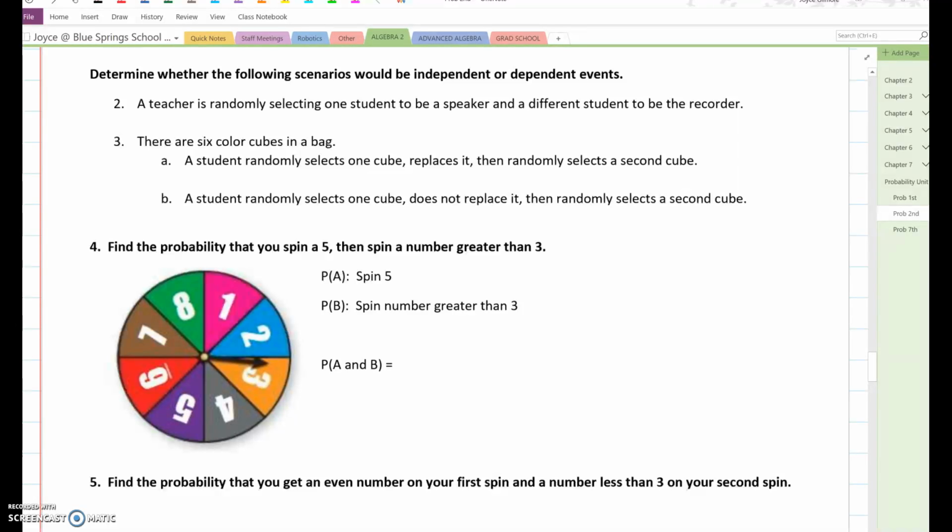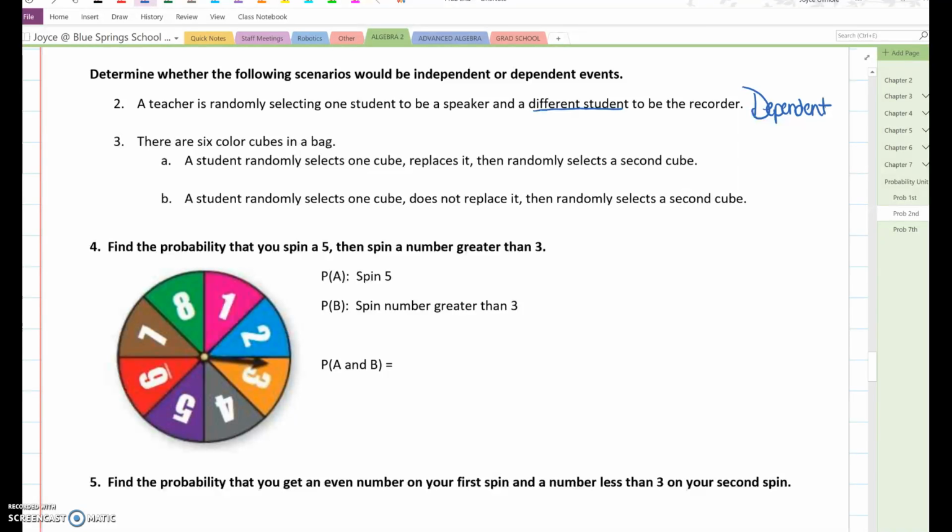A teacher randomly selects one student to be a speaker and a different student to be the recorder. Are those events independent or dependent? Dependent. Okay, if I select Travis as the speaker, can I select him as the recorder? No. So that would be different than if I selected Shelby to be the speaker, because then Travis could be the recorder. So your first selection limits your choices on your second selection. They depend on each other.